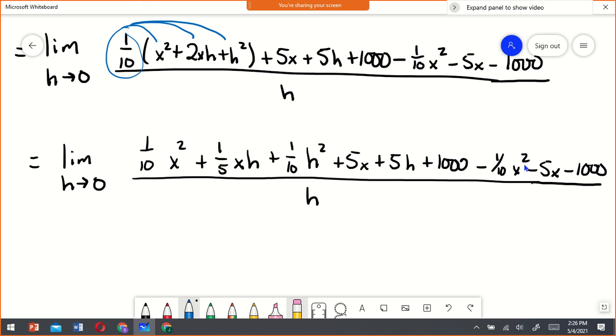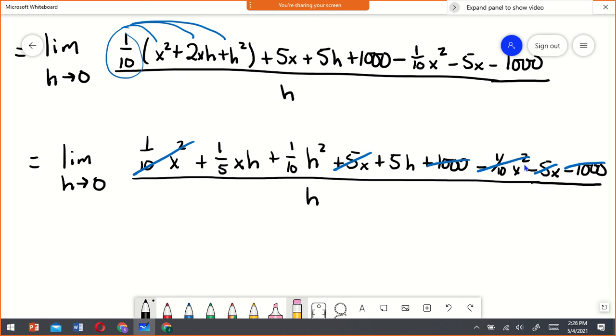Then we look to combine like terms in the numerator. Certainly, I have plus 1,000 minus 1,000. Those are going to cancel out. I also have a subtract 1/10 x squared and a positive 1/10 x squared. So those are going to cancel out. I have a plus 5x and a minus 5x, which is going to cancel out.